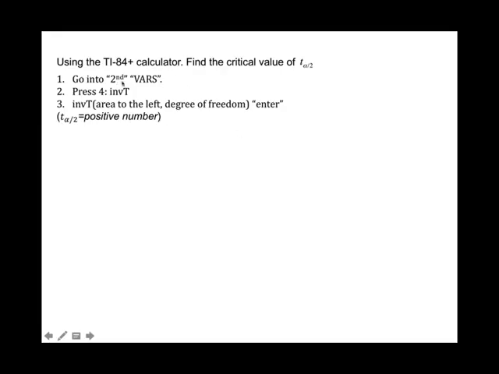So we're gonna do the second bars. You're gonna find out the inverse T here. Okay, inverse T. And then you need to put in two numbers: area to the left, similar to the Z distribution, and then comma, degree of freedom. Again, degree of freedom is going to be n minus 1. And then look at the positive number. Your positive number here will be your critical value. I will show you guys how to use the calculator with this example.